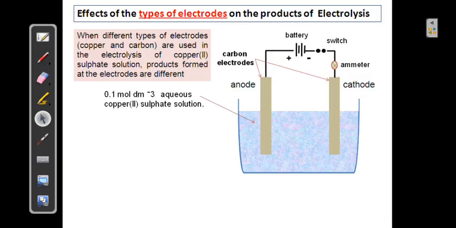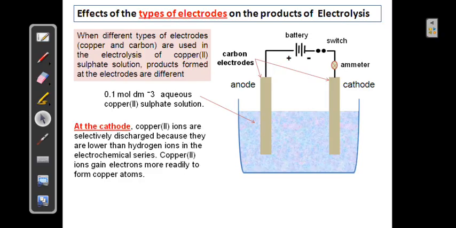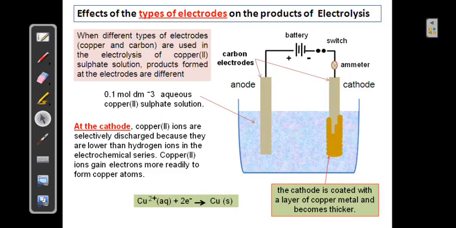Now for the same amount, but this time for the same amount of copper 2 sulfate solution, and using copper electrodes instead. So let's see what happens. As usual, at the cathode, copper 2 ions will be selectively discharged because of the position of the ion, which is lower than hydrogen ions in the electrochemical series. So naturally, copper 2 ions will gain the electrons and more readily form copper atoms. So as you can see here, the cathode is coated with a layer of copper metal and becomes thicker. The copper 2 ions in aqueous form, after receiving 2 electrons, will turn into copper metal in solid form.